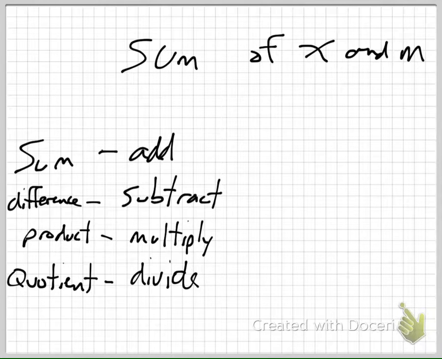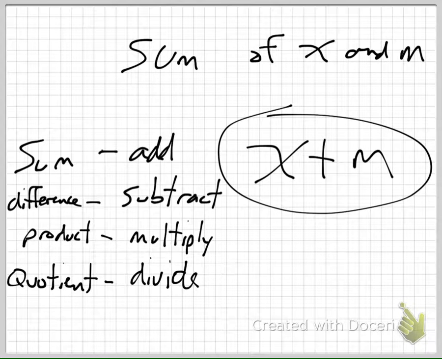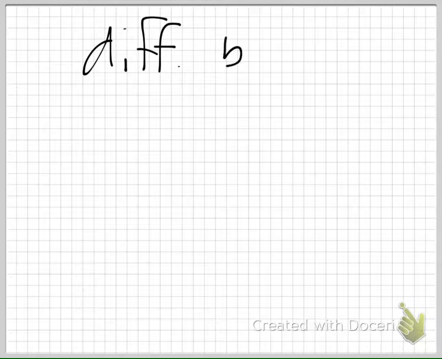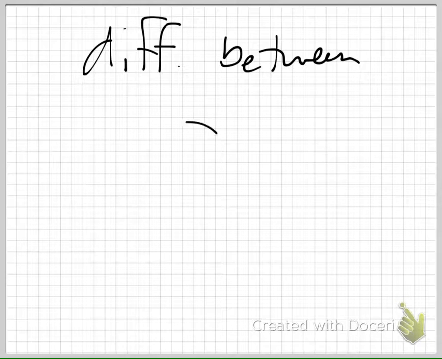You've been dealing with this since like 3rd, 4th grade. You don't always see these words, but okay, so if I say the sum of x and m, how am I going to write this? X plus m, right? It means add. Okay, what if I said the difference between x and 3? What's the difference mean?